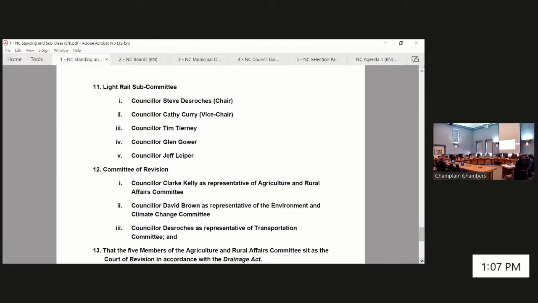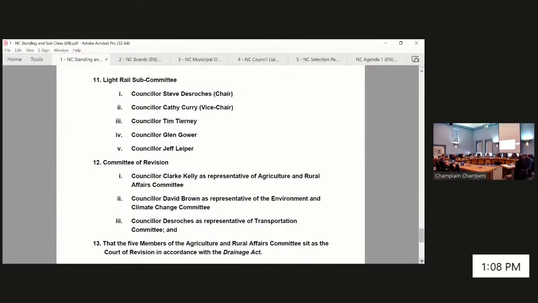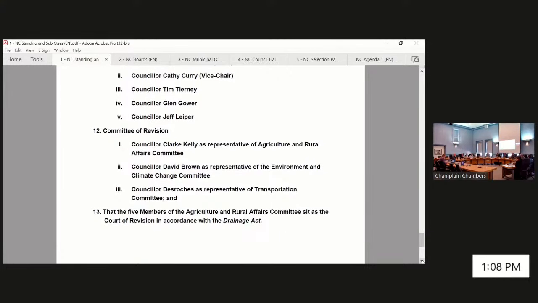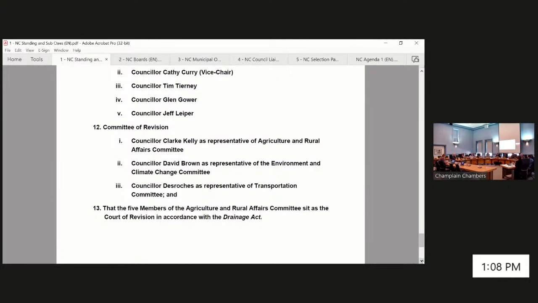Committee 12, Committee of Revision, Councillors Clark as a representative of Agricultural and Rural Affairs Committee, Councillor Brown as a representative for Environmental and Climate Change Committee, Councillor DeRose as representative of Transportation Committee. 13, that the 5 members of Agricultural and Rural Affairs Committee sit on the Court of Revision in accordance with the Drainage Act. Thank you, Mr. Mayor.